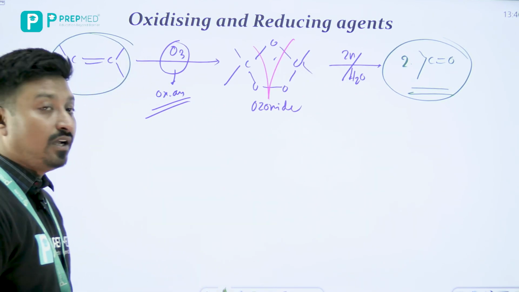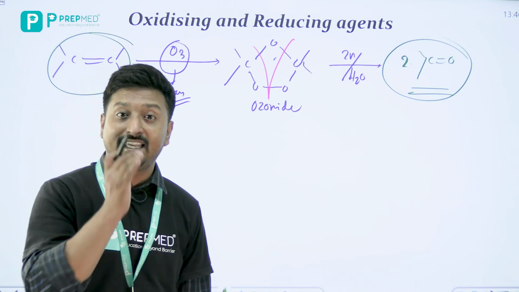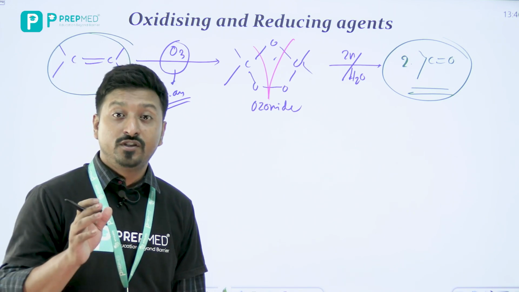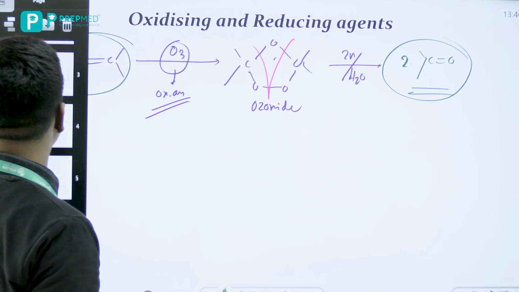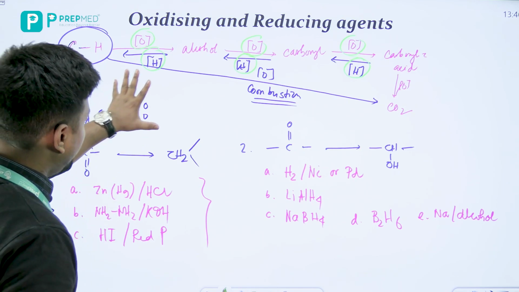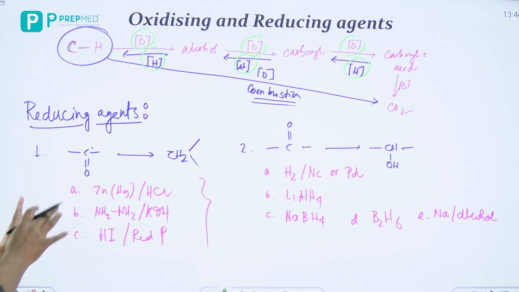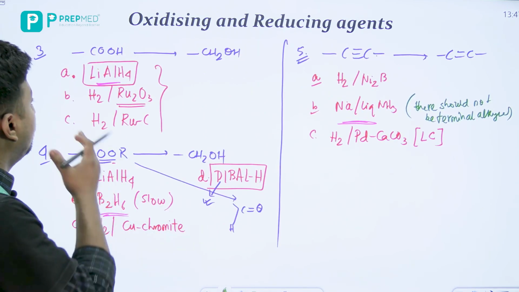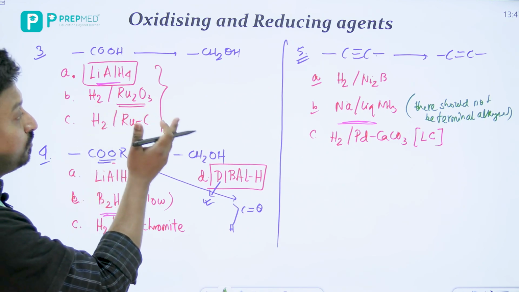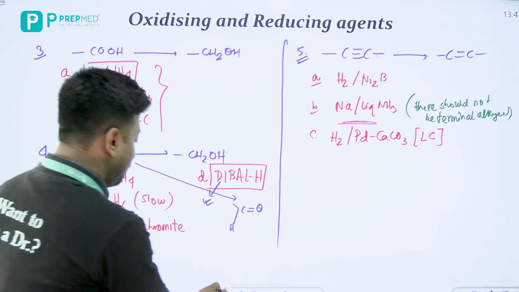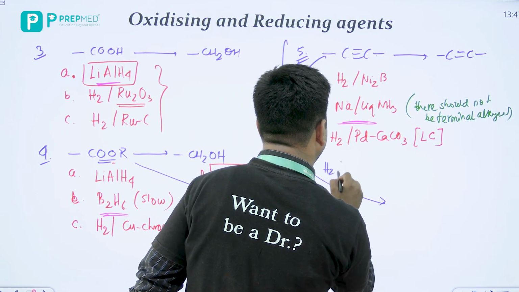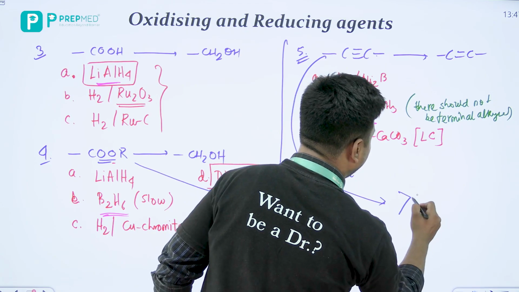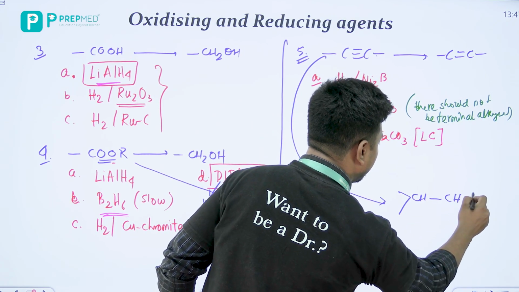Fine. So this concludes the list of oxidizing agents and reducing agents which we use in organic chemistry. So starting from the reducing agents: carbonyl to hydrocarbon, carbonyl to alcohol, carboxylic acid to alcohol, triple bond to double bond, and single bond also. Triple bond to single bond, let me mention one thing here: if I use a simple H2/Ni or H2/Pd, I will get a simple carbon-carbon single bond, right?